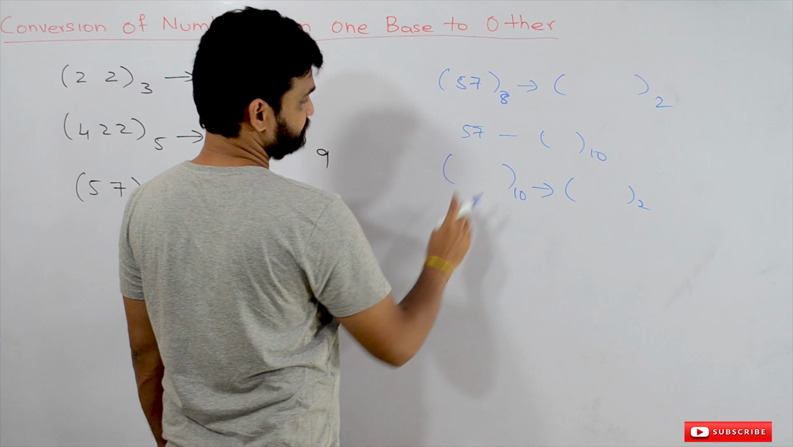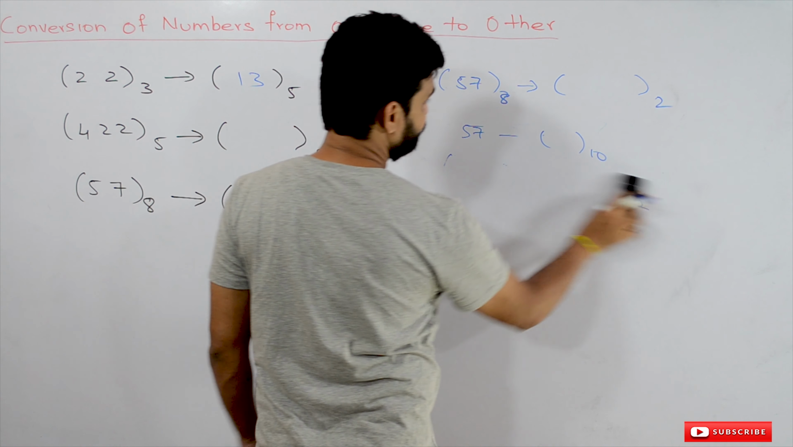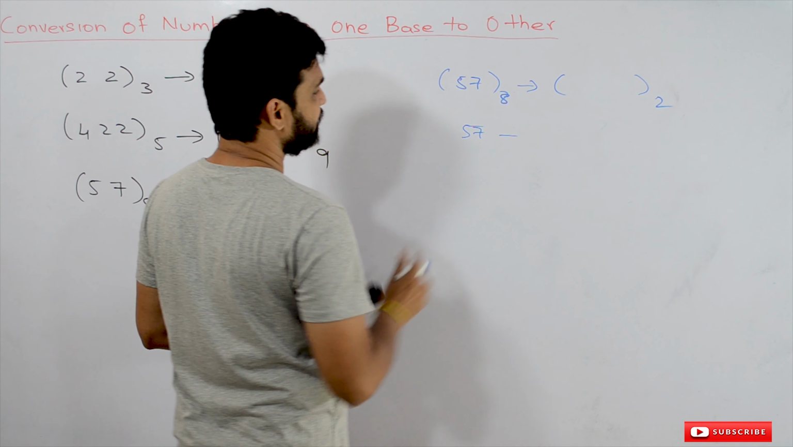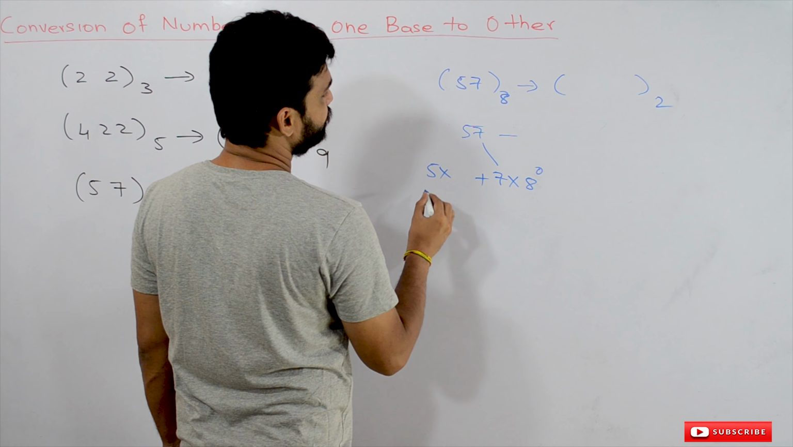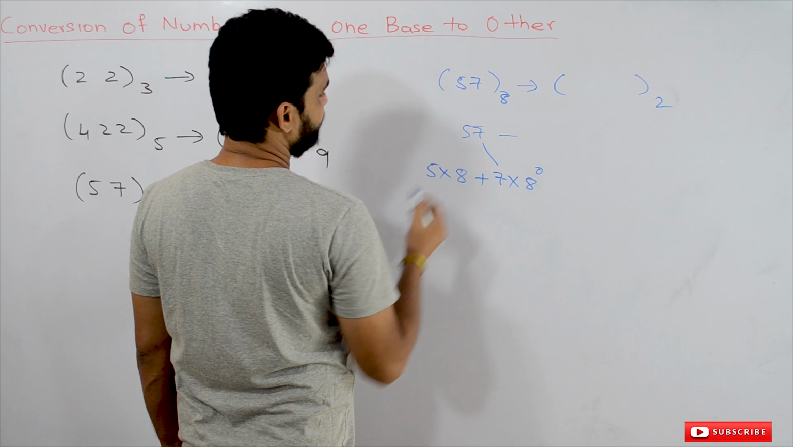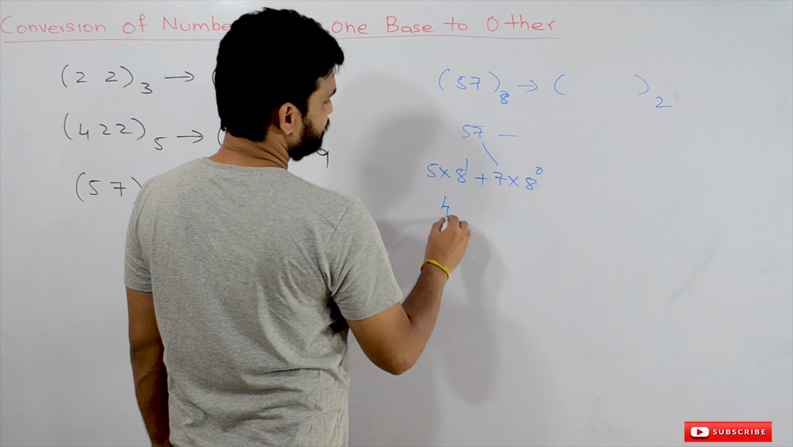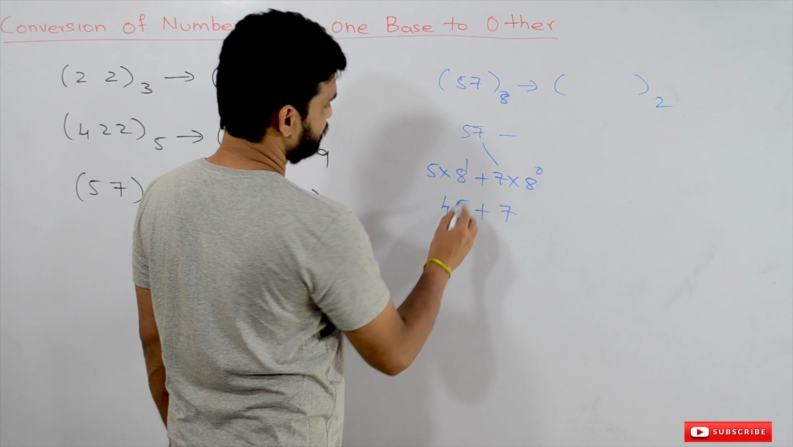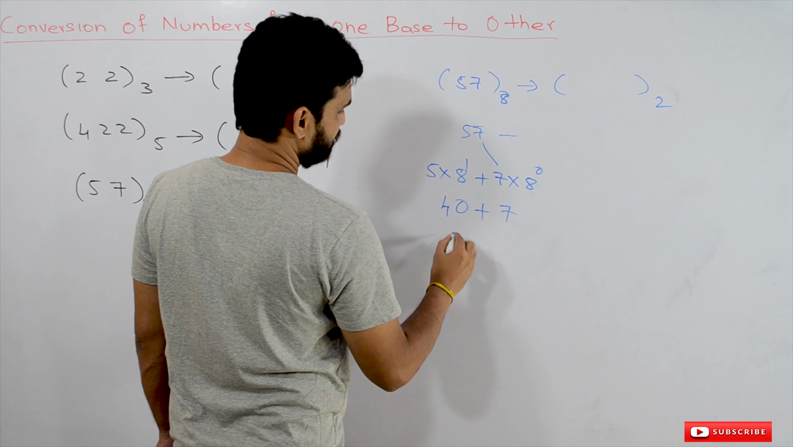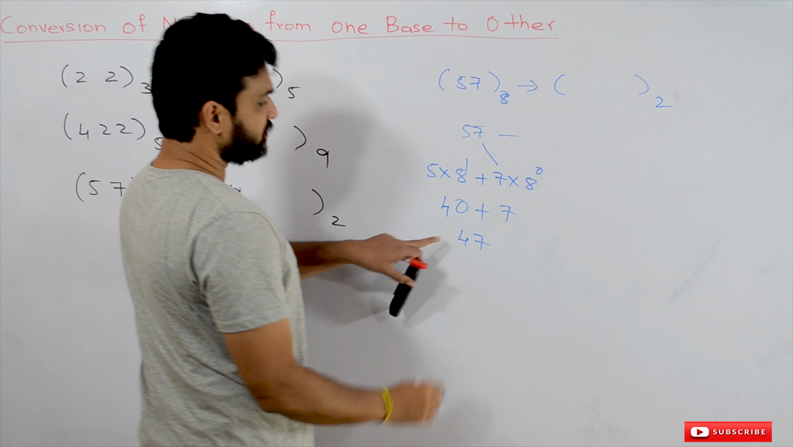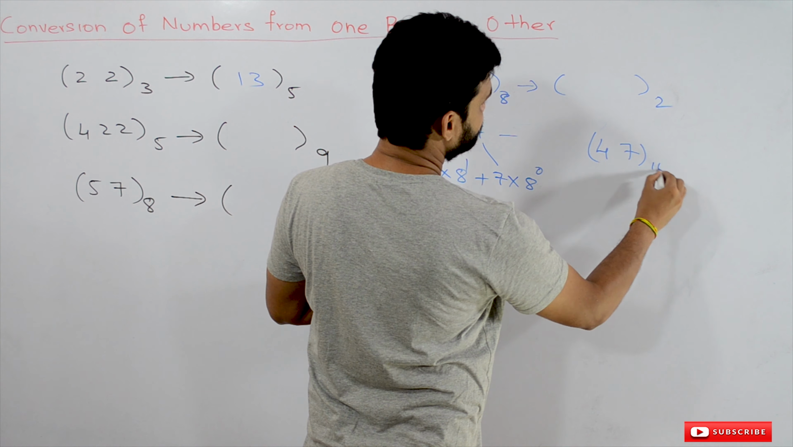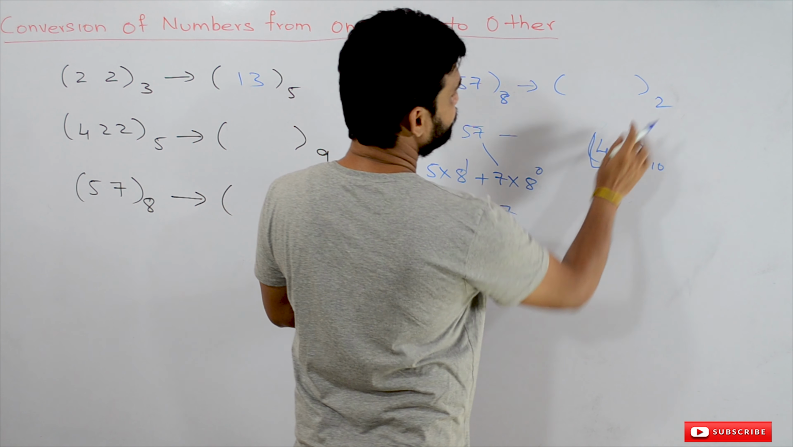What is the base 10 conversion of 57? It is 7 into 8 power 0 plus 5 into 8 power 1, which is 40 plus 7, which is equal to 47. Now this 47 decimal equivalent has to be converted into a base 2 number.